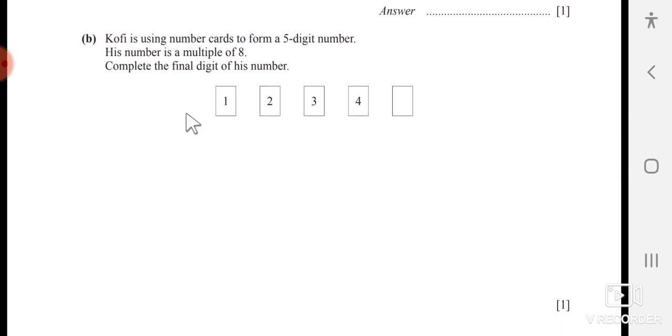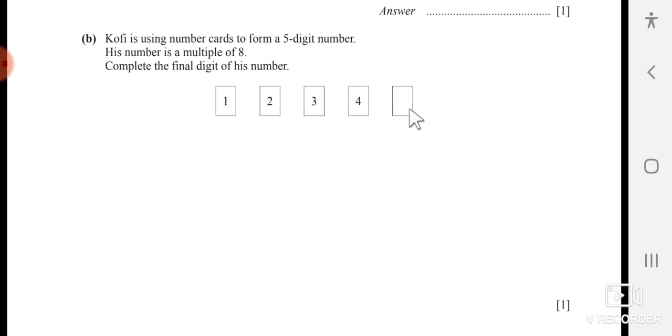And now for this question, Kofi is using number cards to form a 5-digit number. His number is a multiple of 8. Complete the final digit of the number. For any number, if it is a multiple of 8, then this means the last 3 digits must be divisible by 8.